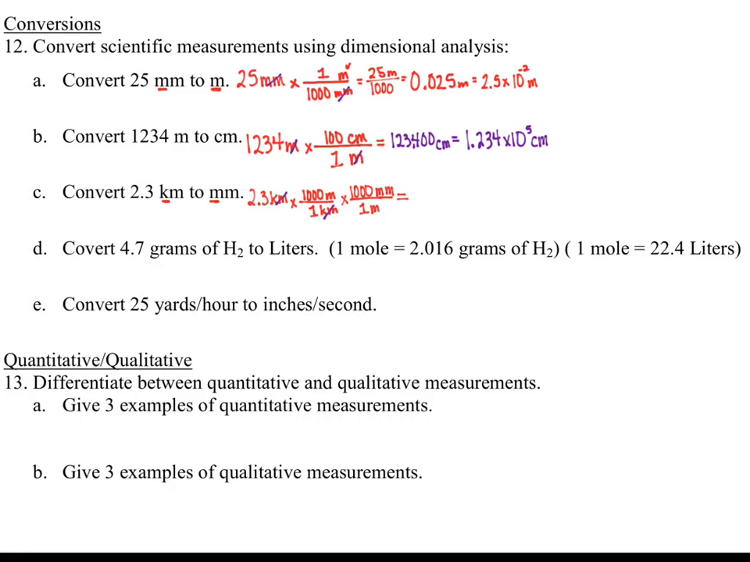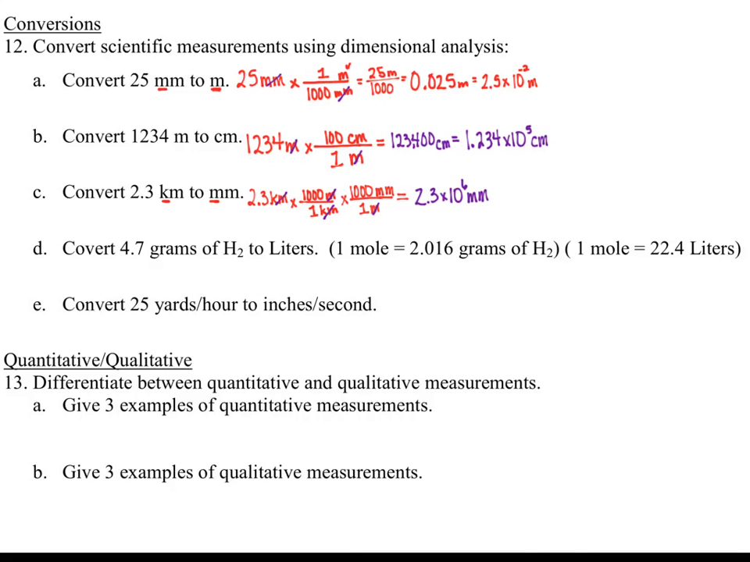So now I can write my equal sign because that's what I want to get to. I want to get to millimeters. My meters cancel out, and now I just have to multiply 2.3 times 1,000 times 1,000, and that's going to give me 2.3 times 10 to the 6th millimeters.